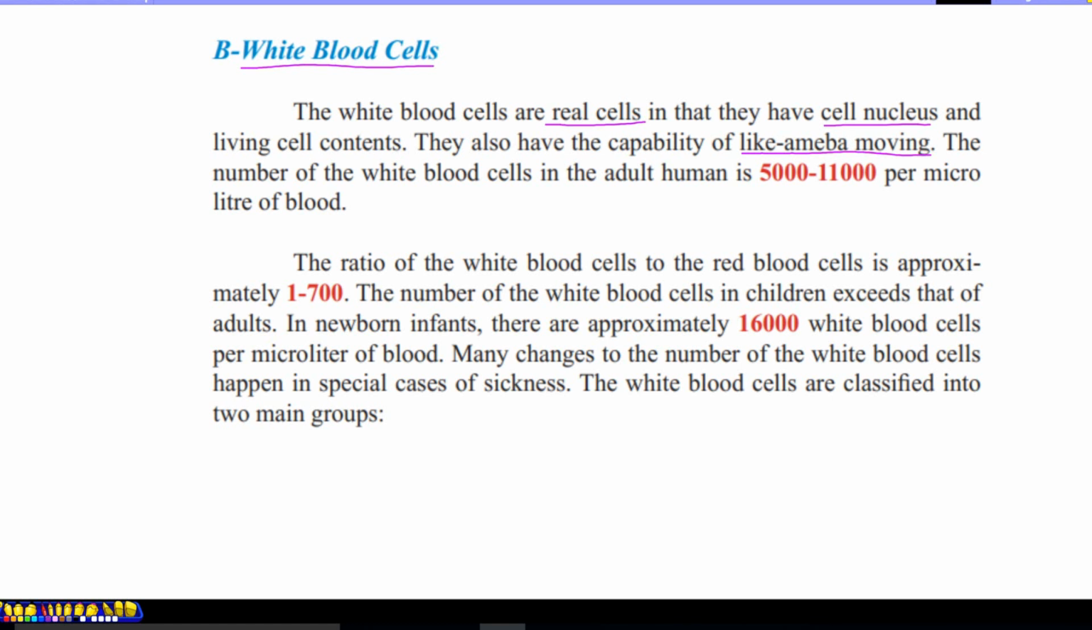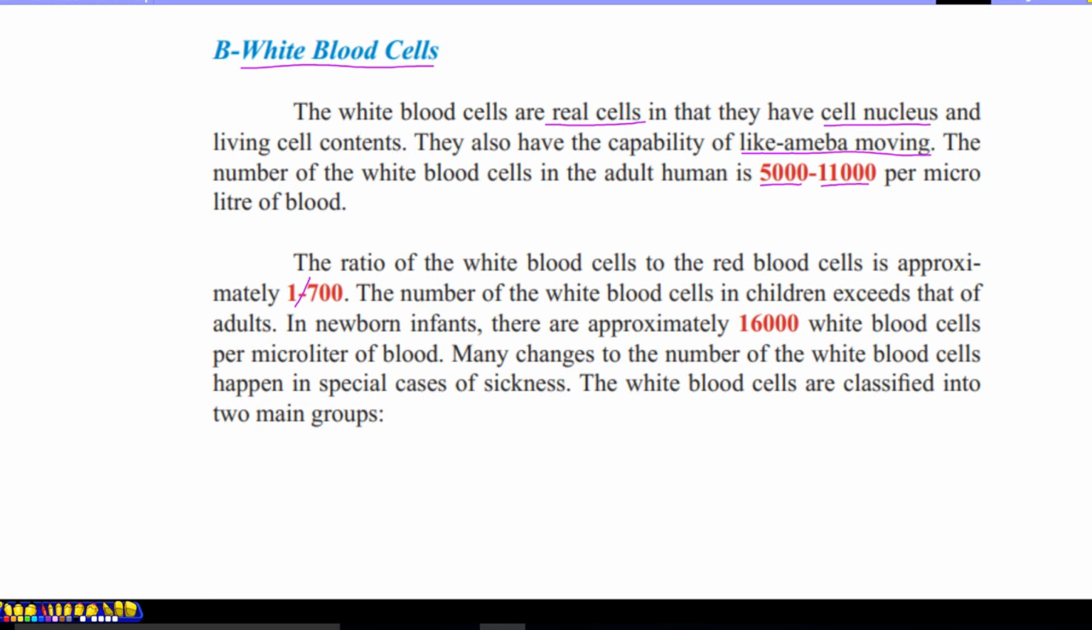The number of white blood cells in an adult human is 5,000 to 11,000 per microliter of blood, while for red blood cells we talked about millions, 4 to 6 million in males and 3.9 to 5.5 million for females. The ratio of white blood cells to red blood cells is approximately 1 to 700. If there is 1 white blood cell, there are 700 red blood cells. There are 700 times more red blood cells in the human body than white blood cells.